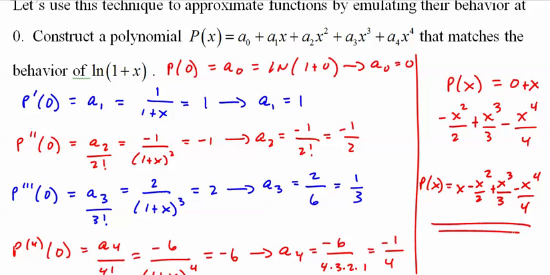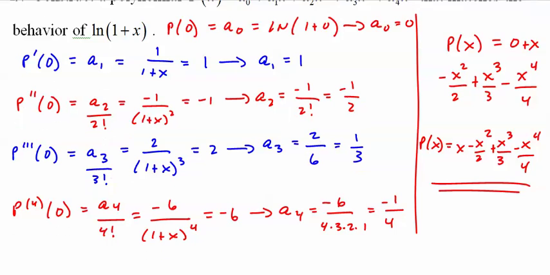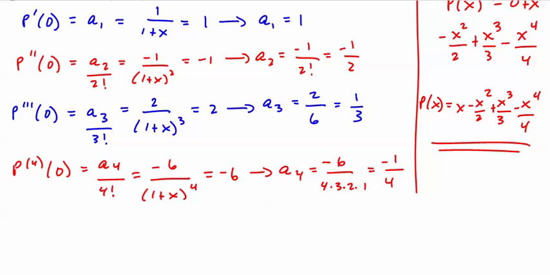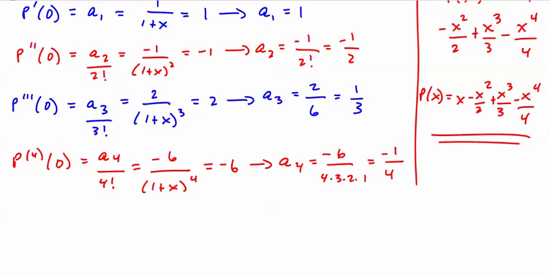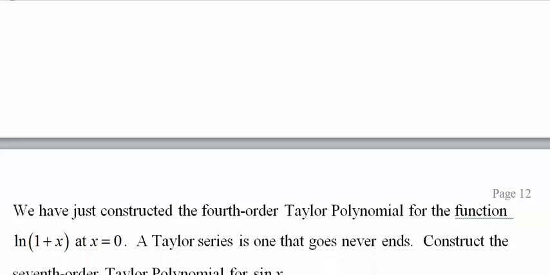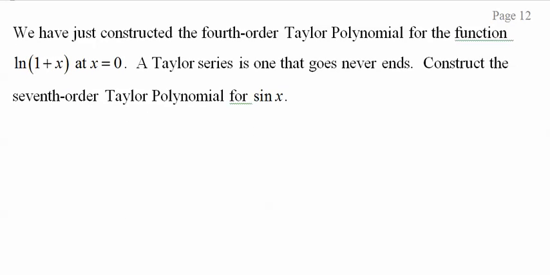Now, what's a Taylor polynomial? We just made one. That's how you make it. A Taylor series would be as if we just went on forever and ever, which we could easily do if you notice a pattern there. Well, we'll come back to that. We'll talk about that a little bit later. So some complex stuff there. A Taylor series goes on, never ends. How about a 7th order Taylor polynomial for sine of x? That sounds like just a jolly time.